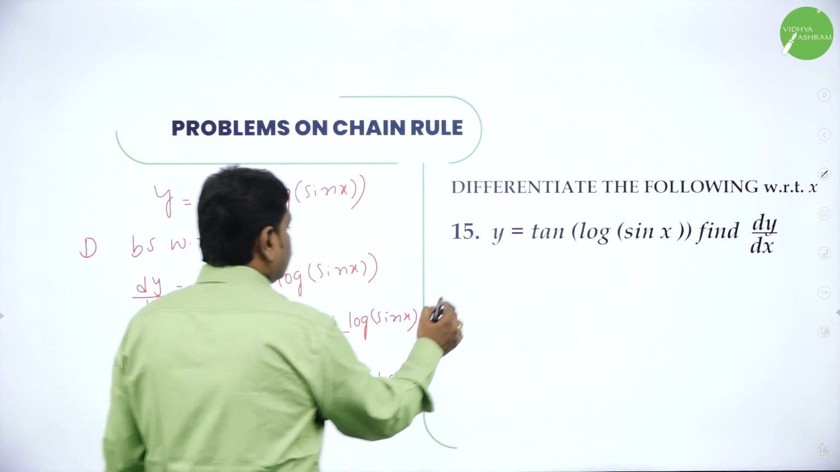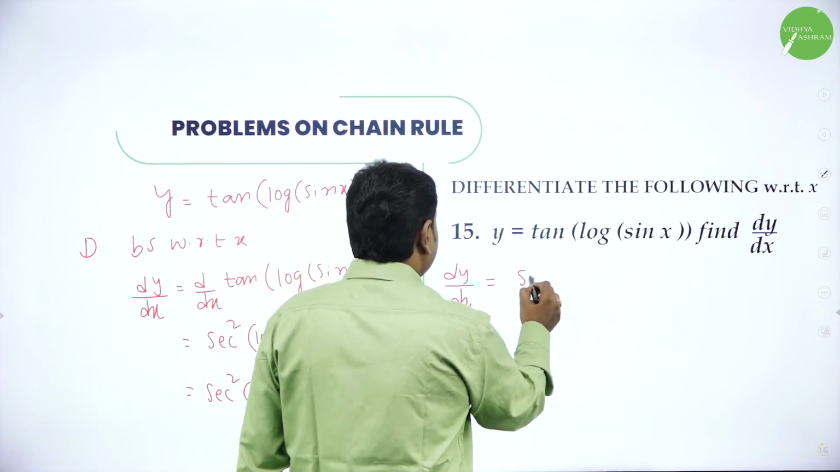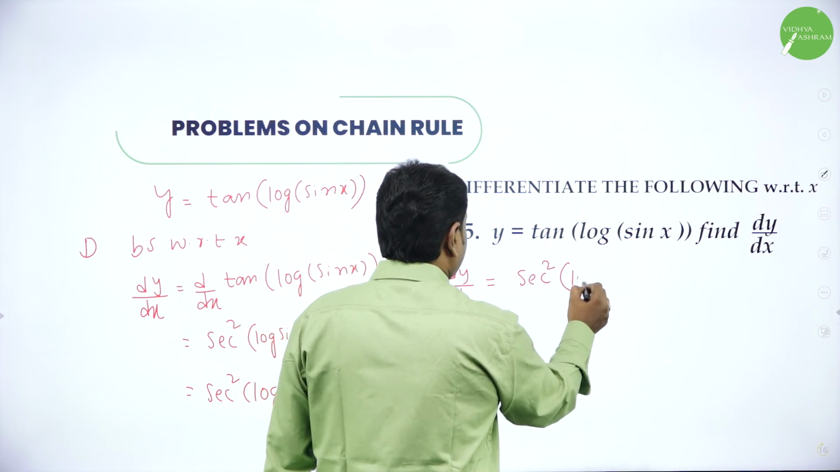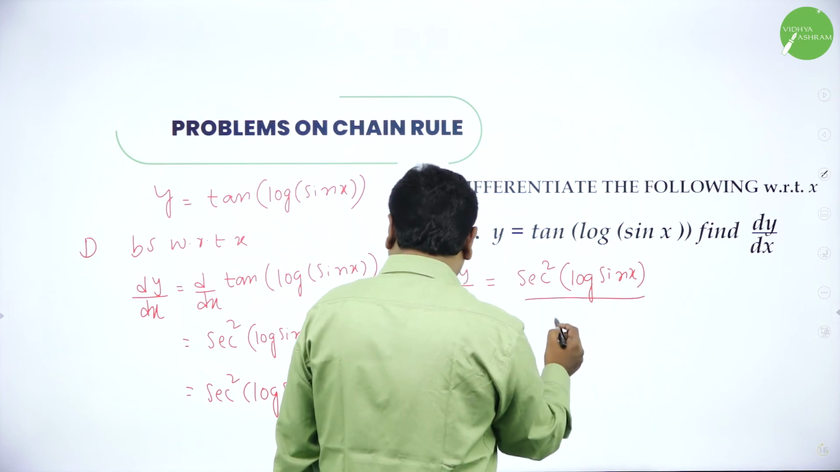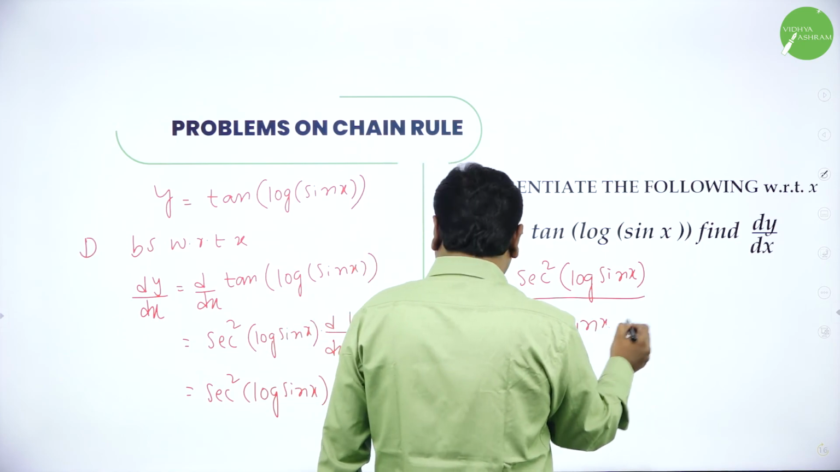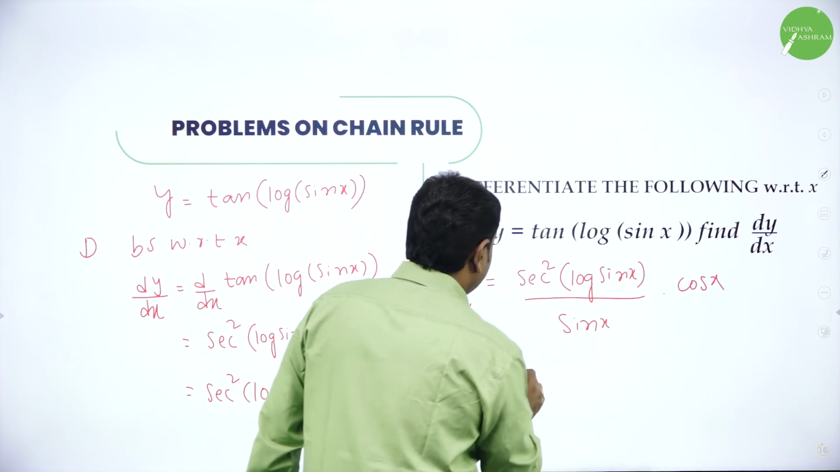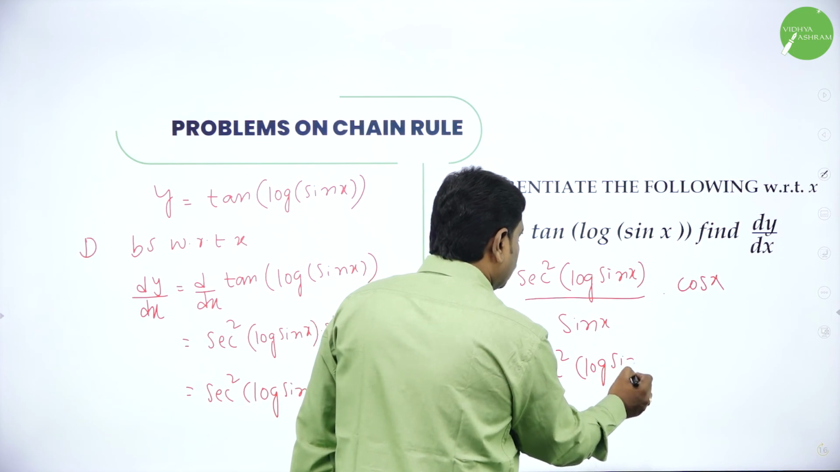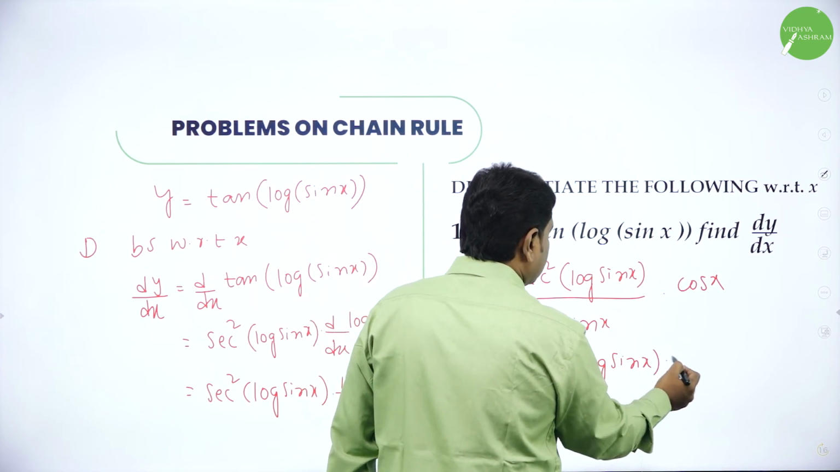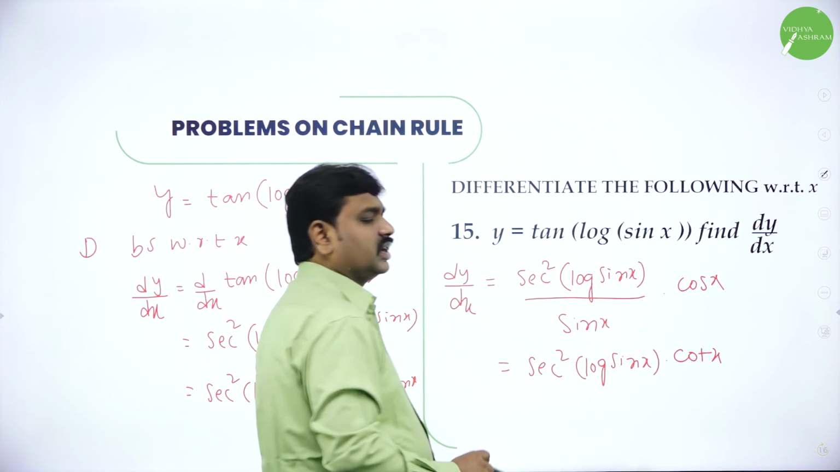So dy by dx is equal to, if I multiply the numerator, I will have secant square of log of sin x into derivative of sin x divided by sin x. What is d by dx of sin x? Cos x. Further I can write it as secant square log of sin x into, you can simplify, cos by sin can be written as cot x. Cos x by sin x is cot x, or you can leave it there.